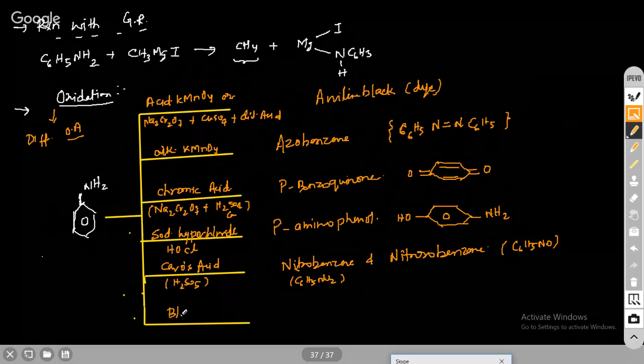With bleaching powder, it gives a deep violet color. Not important. Deep violet color. That is it. These are a few oxidation reactions of aniline in which we are using different reagents and we'll get different products.